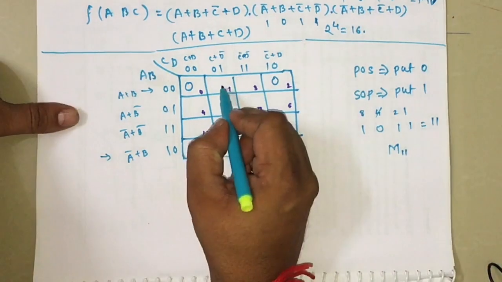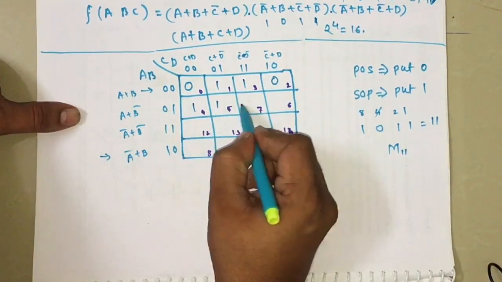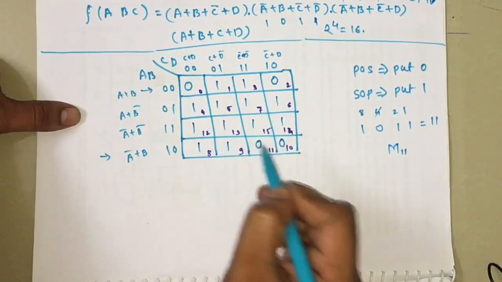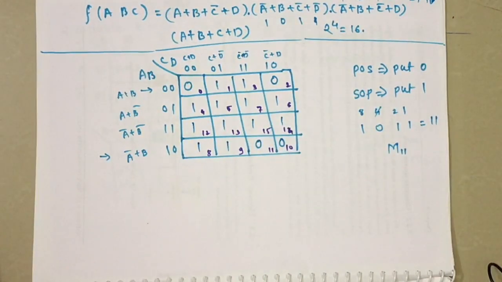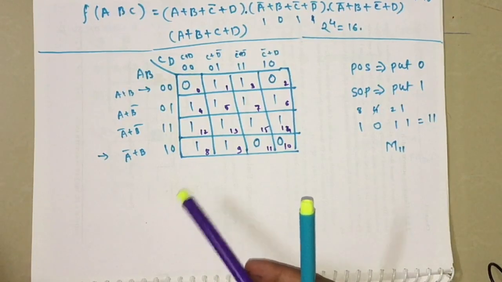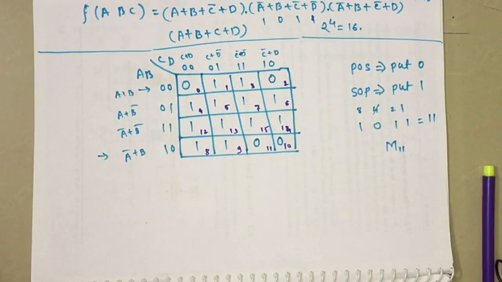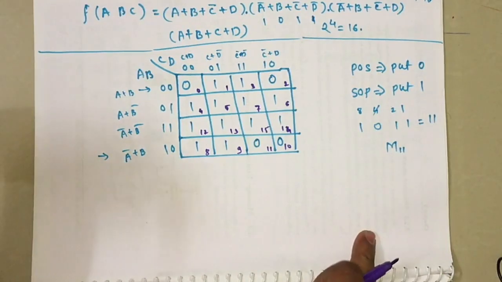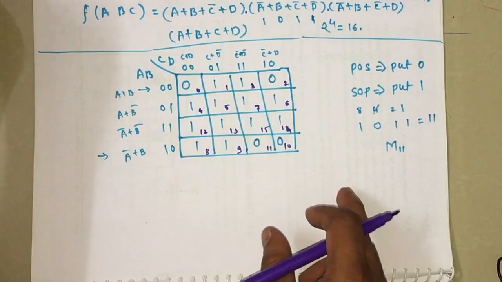Okay, and the remaining square boxes have the value 1, 1, 1, 1. In this way we can put the values inside the K-map. Then, again, how do we solve this K-map? Use the same rules that we have discussed for the SOP type of equation.